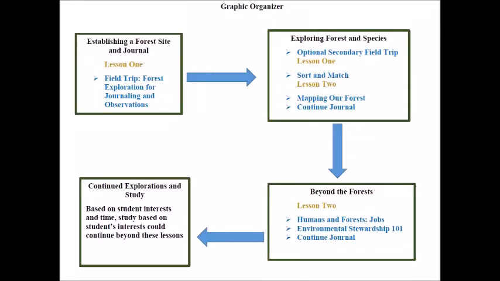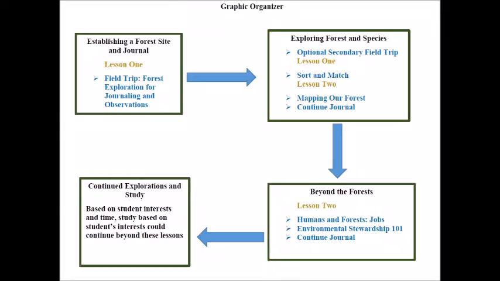I'd like to quickly go over my graphic organizer. Stage 1 of my curriculum is called Establishing a Forest Site and Journal. Lesson 1, Activity 1, is a field trip to your local forest site for exploration, journaling, and observation. This is where students will begin the journal that they'll continue throughout the curriculum in various activities.